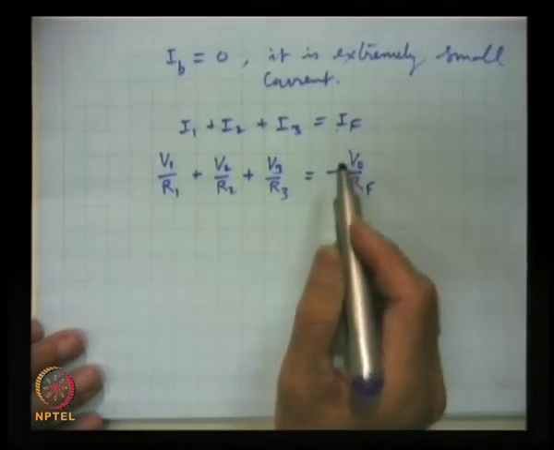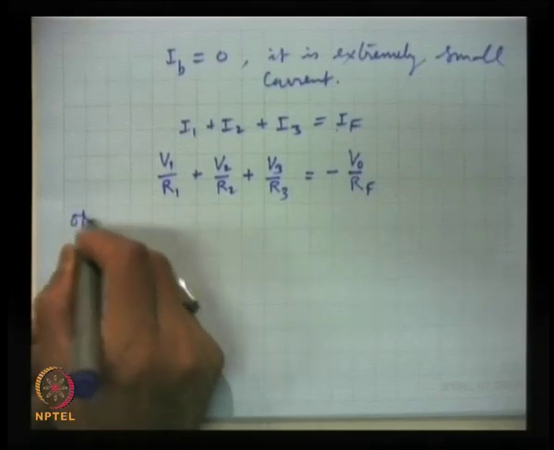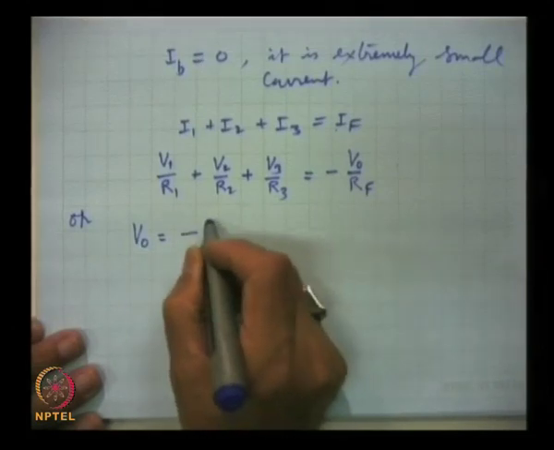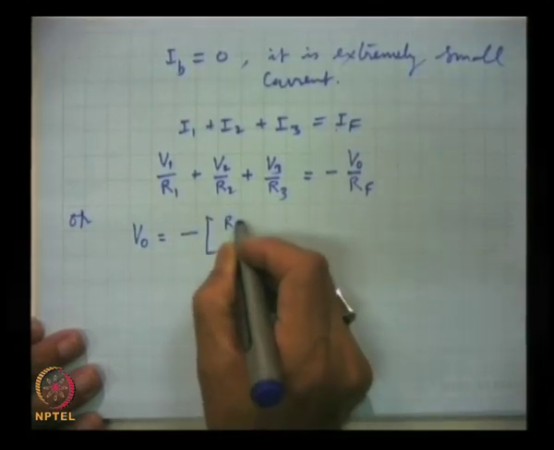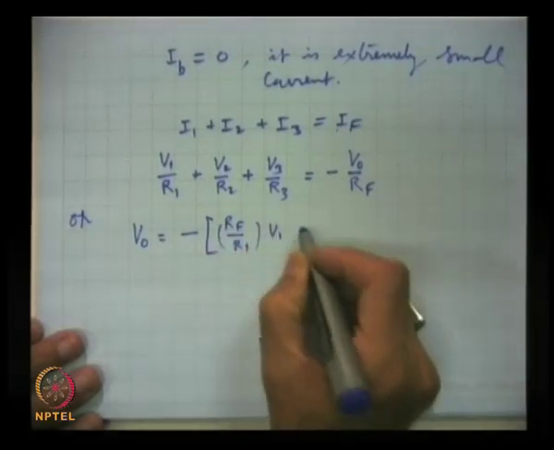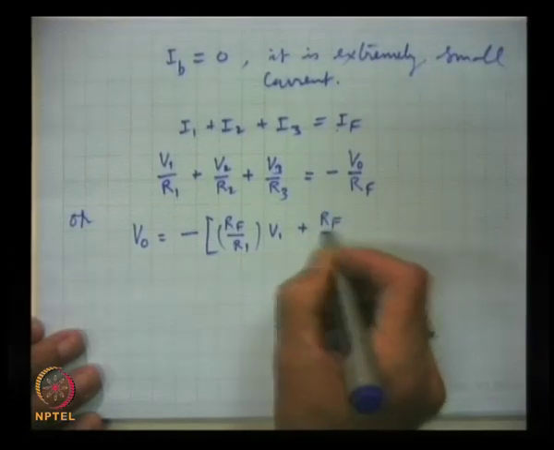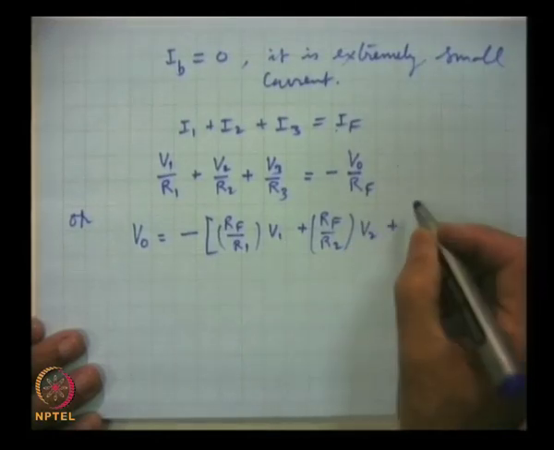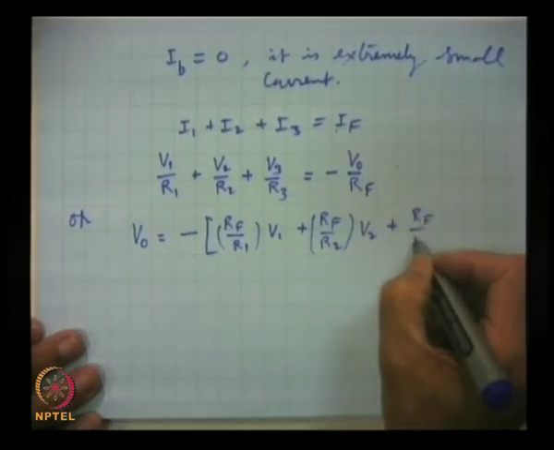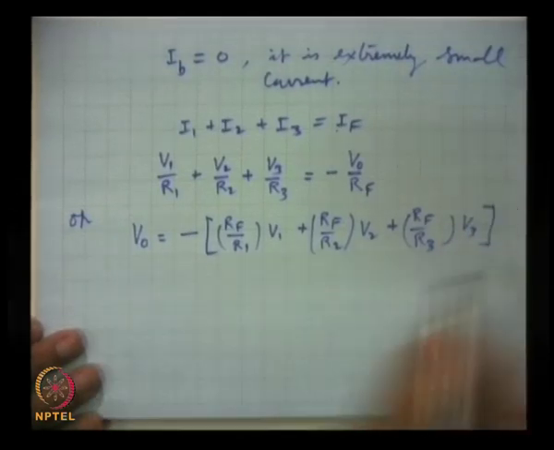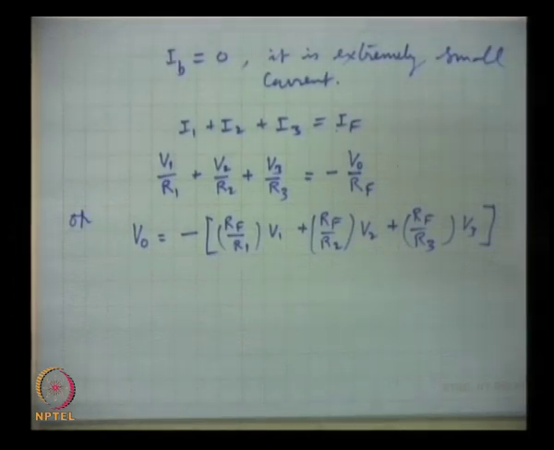Or the output we can write from here, V0 is equal to minus RF by R1 times V1 plus RF by R2 times V2 plus RF by R3 times V3. This is the relation which is, we may say, the basic relation for this circuit.